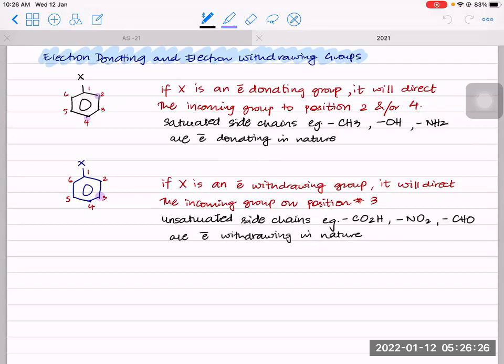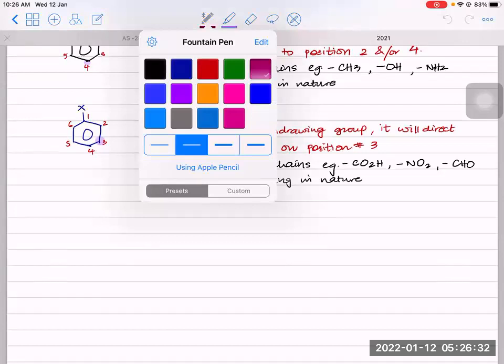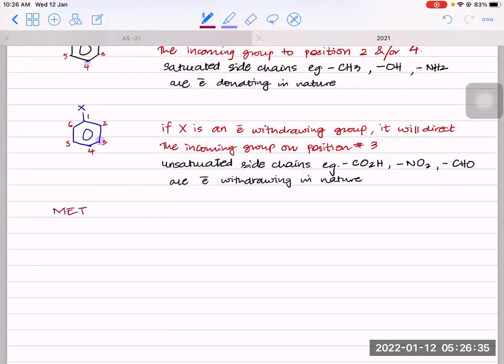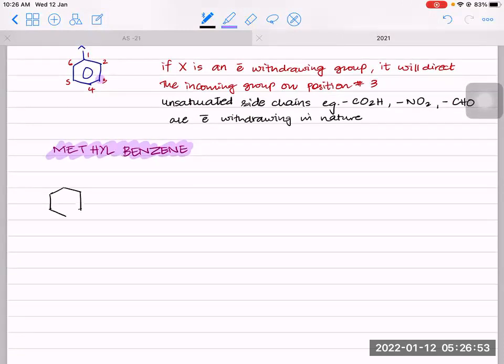Now let's see, we've done benzene. Now let's see reactions of methyl benzene. What is methyl benzene? It is basically where you have a methyl linkage or a side chain on benzene. So this right here is a methyl benzene. So you have a benzene ring with a CH3. It's a methyl group. Now this is also called toluene.